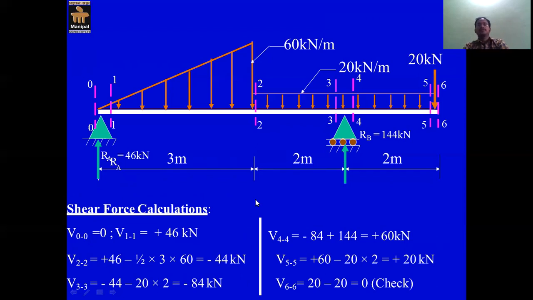Shear force calculation. Next, the important step, shear force calculation. For this, we need to take sections in between the loads. We take two sections, left and right of each load. At the reaction, we have taken sections 0, 0, 1, 1, just as we did in the previous case. And here at 2, 2, and here 1, here 1, and the last one is 6.